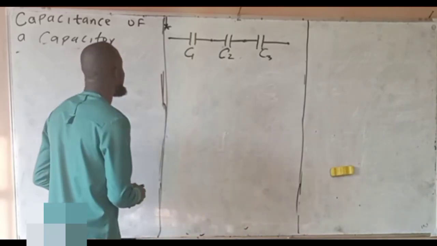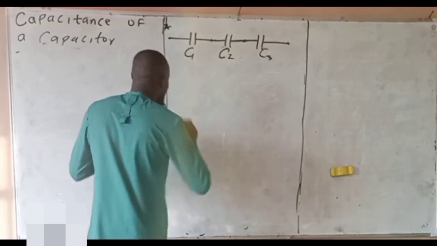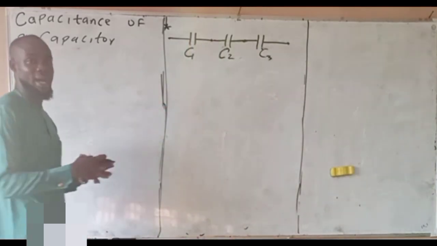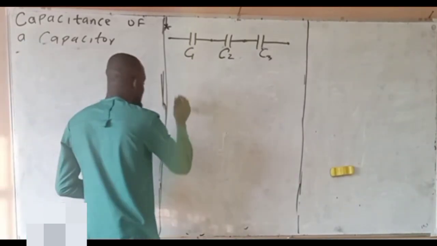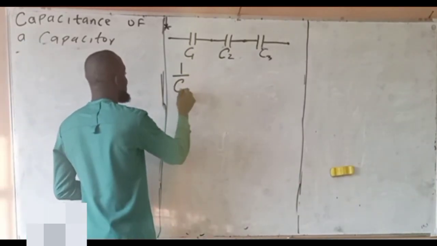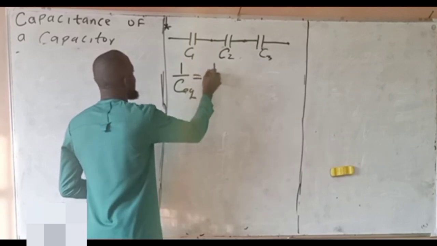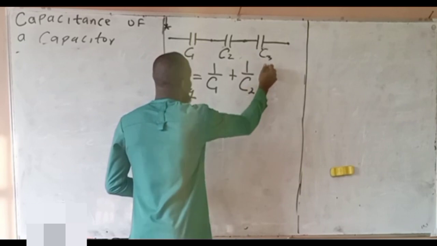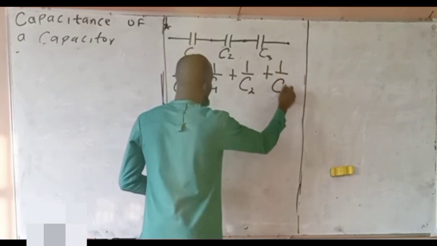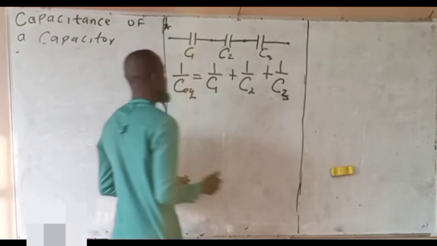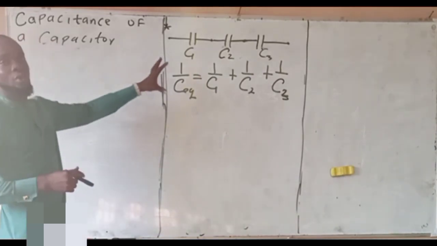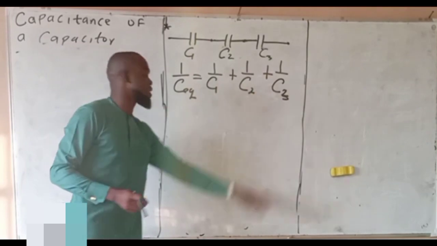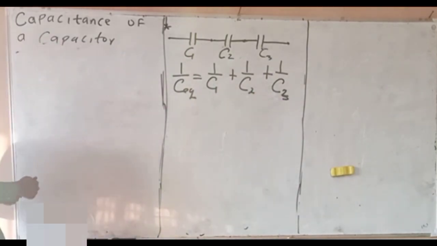Now, to get the equivalent capacitance, or the total capacitance, of these capacitors combined in series, we're going to do it this way. 1 over C equivalent will be equal to 1 over the first one plus 1 over the second one plus 1 over the third one until you get to the last one. That will be the way to combine these capacitors.